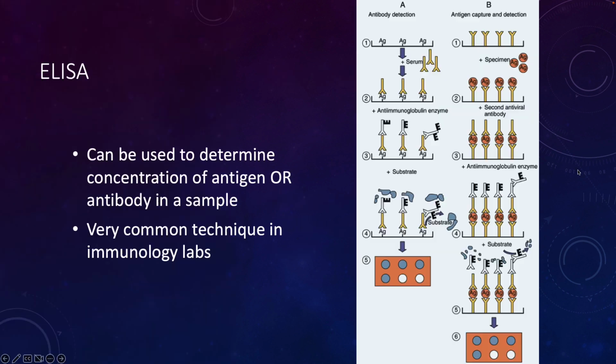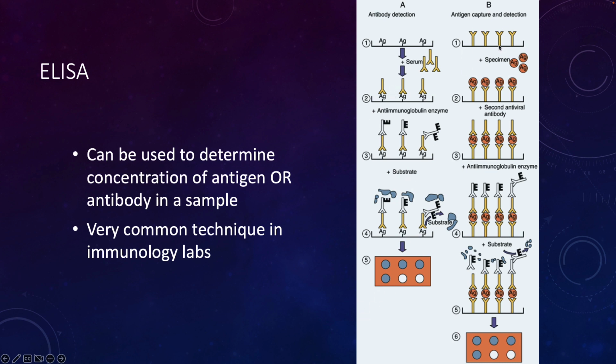And then I mentioned ELISAs. These are very, very common techniques in immunology labs. And you can run them a couple of different ways. Again, if you know, like let's say you have an antigen and you want to test whether or not the patient has made antibodies against that antigen, you can coat a plate with the antigen, take the patient's serum, and look for a reaction.